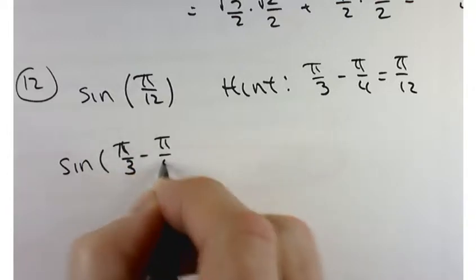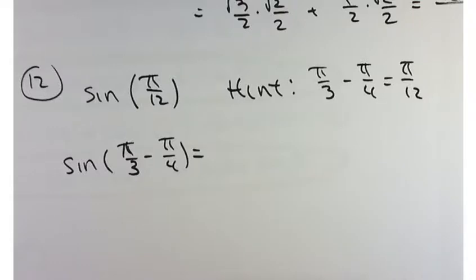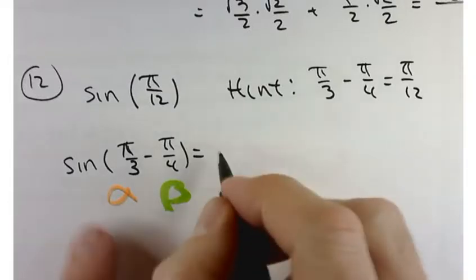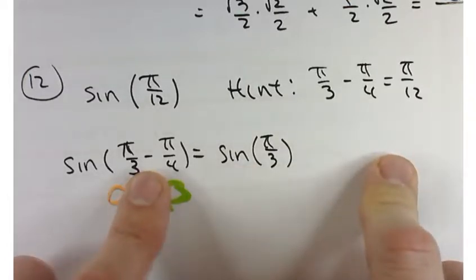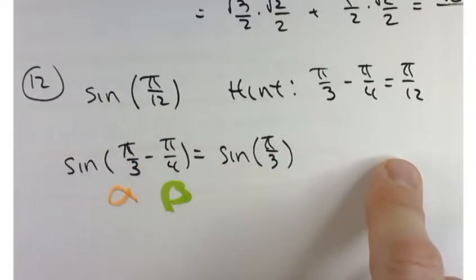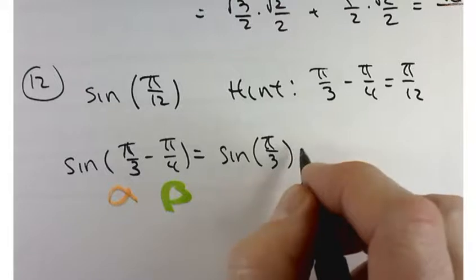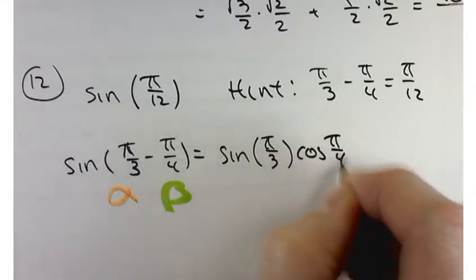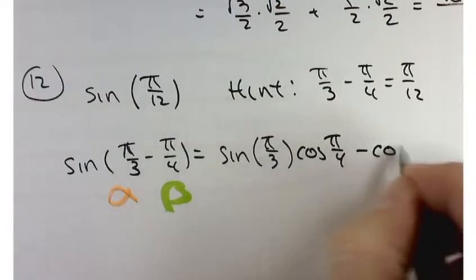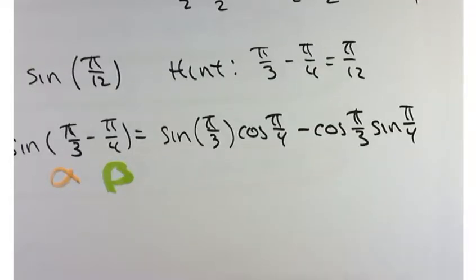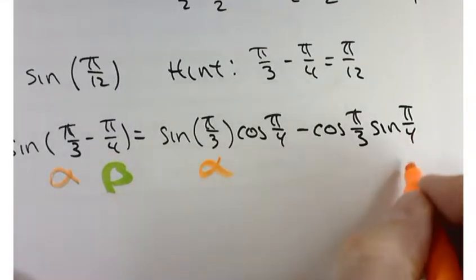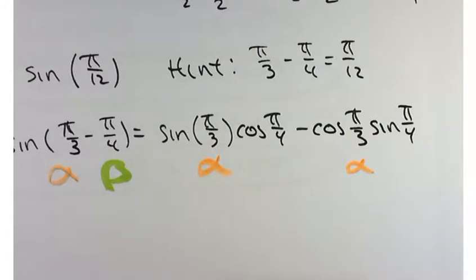Pi over 3 minus pi over 4. This is your alpha. This is your beta. And we're going to fill in the sine difference formula. The nice thing about the sine formula is that the term in the middle kind of matches. If I have minus here, I'm going to have a minus here, plus and a plus. Sine of pi over 3 times the cosine of pi over 4 minus the cosine of pi over 3 times the sine of pi over 4. So here's your alpha, and then beta and beta.